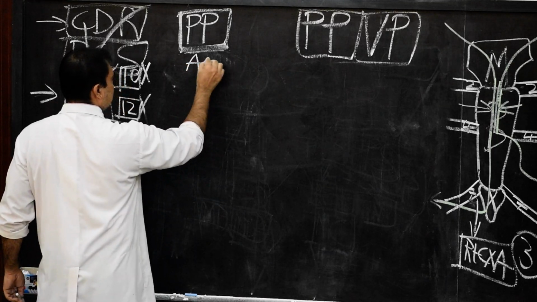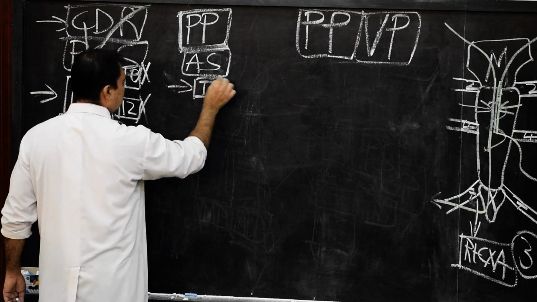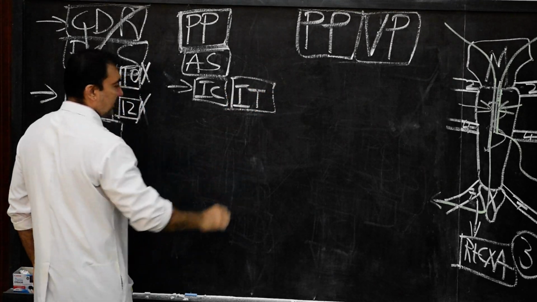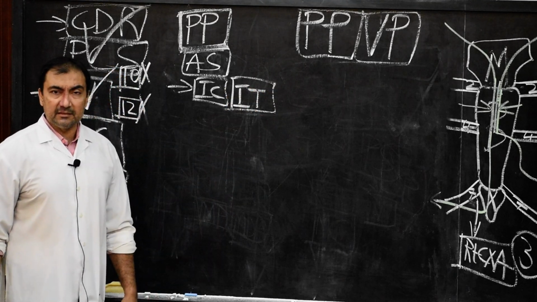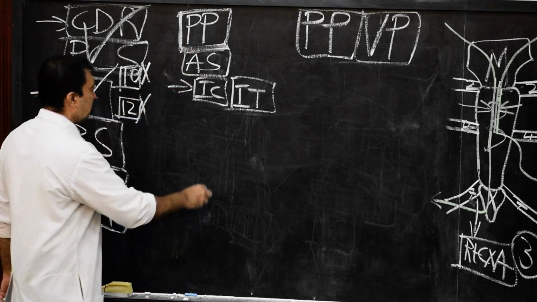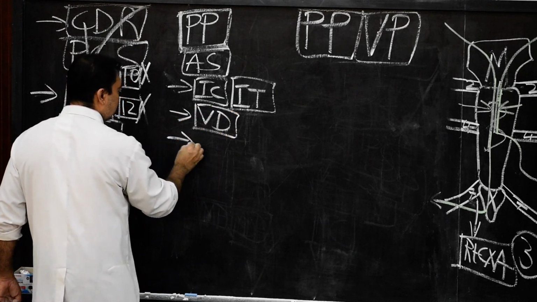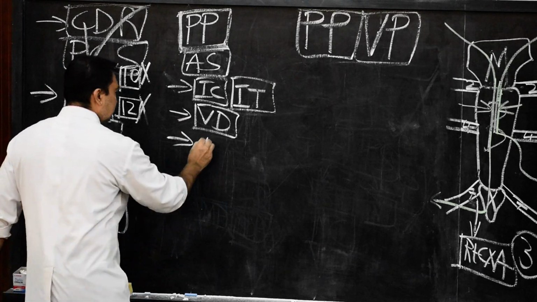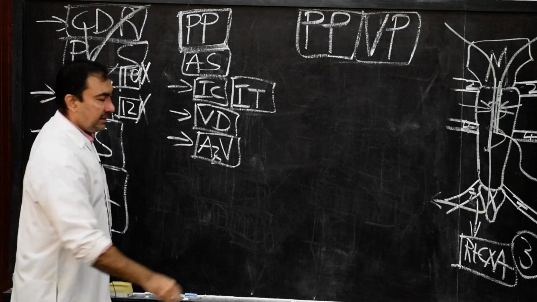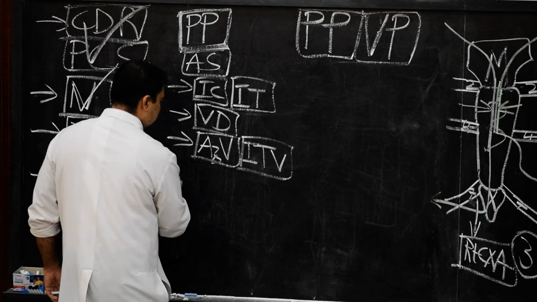If I just write here, arterial supply of parietal pleura will be intercostal artery. Also it will be internal thoracic artery. Intercostal arteries and internal thoracic arteries. That is arterial supply of parietal pleura. What will be the venous drainage? The venous drainage of parietal pleura will be azygous vein, and also it will drain into internal thoracic vein. So this is the venous drainage.